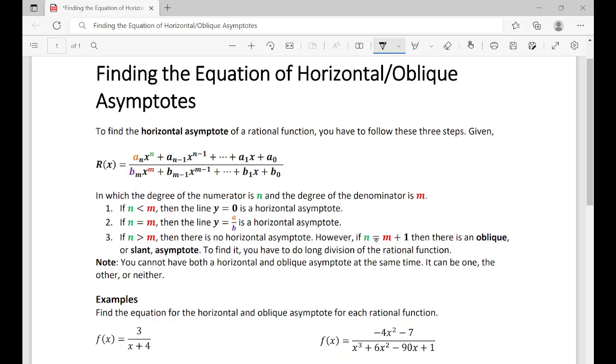However, if n is equal to m plus 1, if it's just one more, then there is an oblique or slant asymptote, whichever word you prefer to use, oblique or slant. And to find that, you have to do long division. Just know that you cannot have both a horizontal and an oblique at the same time. If you have a horizontal, you can't have an oblique. You can have one, you can have the other, but you cannot have both at the same time.